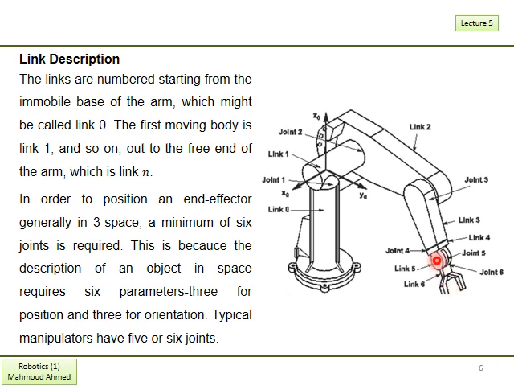In order to position this end effector, generally in 3-space, we need a minimum of 6 joints, as seen in this example. This is because the description of an object in space requires 6 parameters, 3 for the position and 3 for the orientation. So typically manipulators have 5 or 6 joints in order to reach the desired position of this end effector.